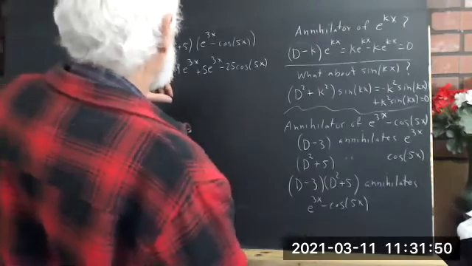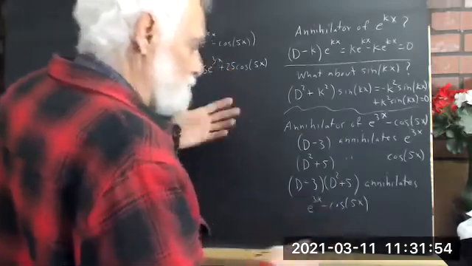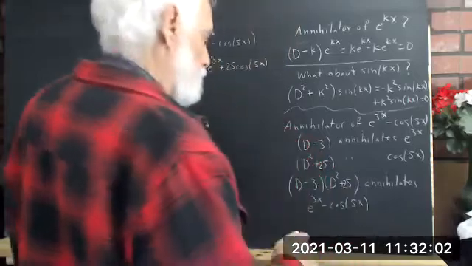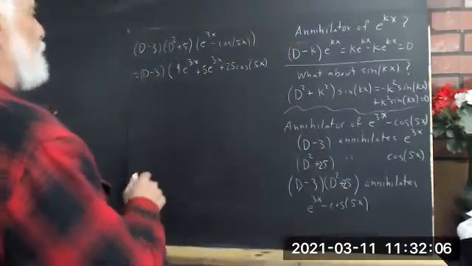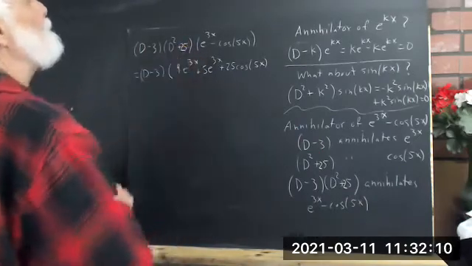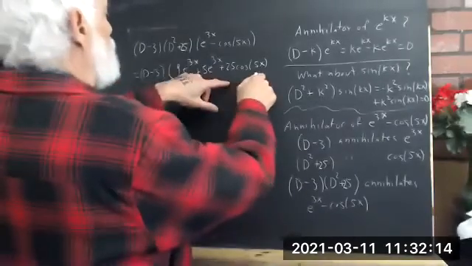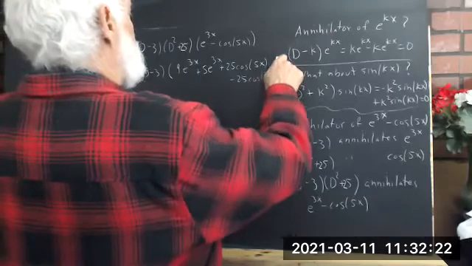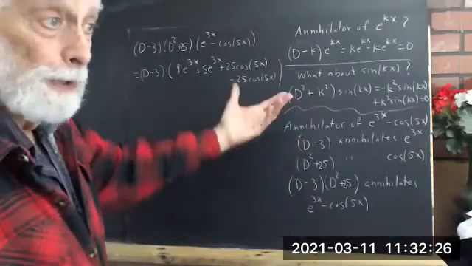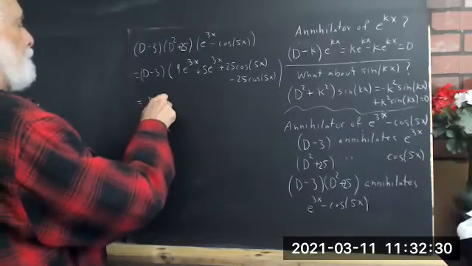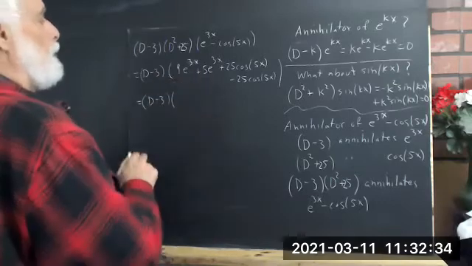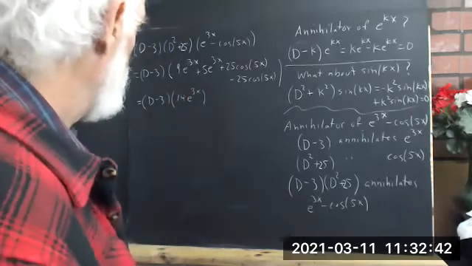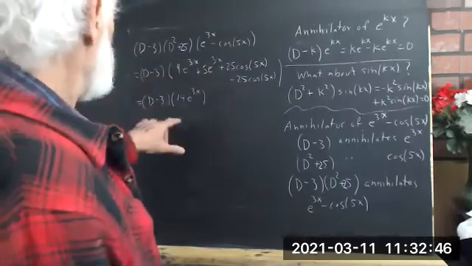I wrote this down carelessly. It's d squared plus 25. Actually, it wasn't just careless, it was like I wasn't thinking at all. But it's 25, so this needs to be a 25. And now we're going to have 25 cosine of 5x minus 25 cosine of 5x. And now the cosine of 5x is annihilated. What we get with the e to the 3x is 34 e to the 3x. So this annihilates this, leaving us this to annihilate.